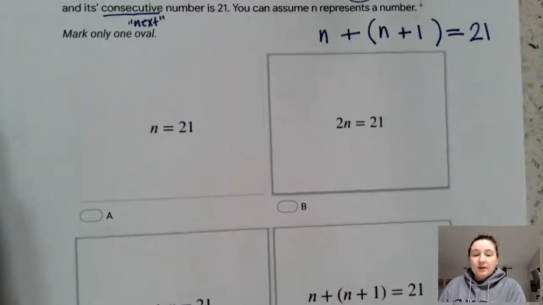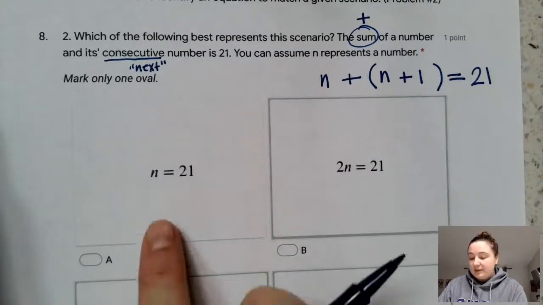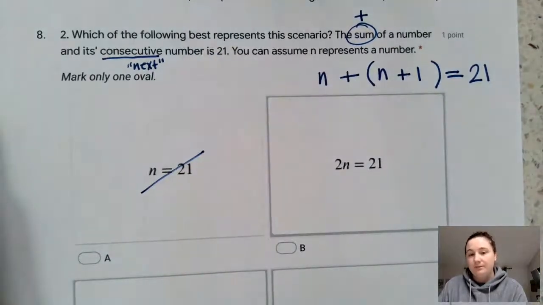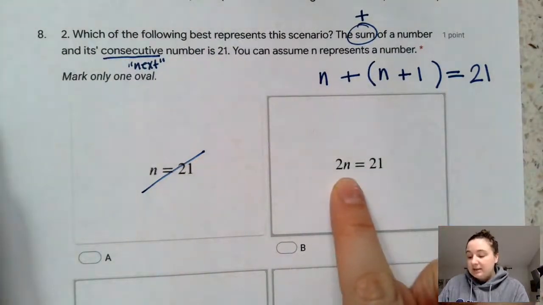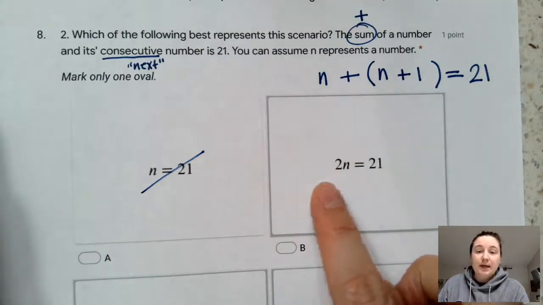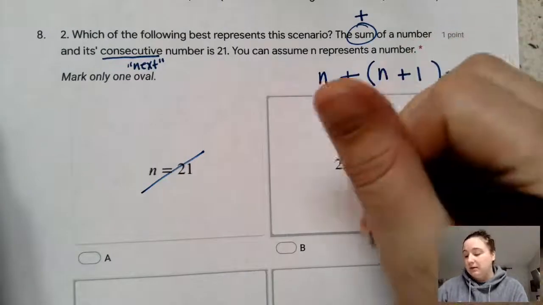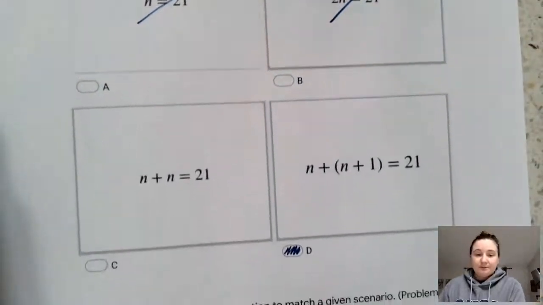You could have also done this by eliminating. We can tell it didn't just tell us that the number equals 21. It told us more information, so this one would have automatically been out. This one tells us that if we double the number, so 2 times the number is 21, but it didn't say anything about doubling. So that's gone.